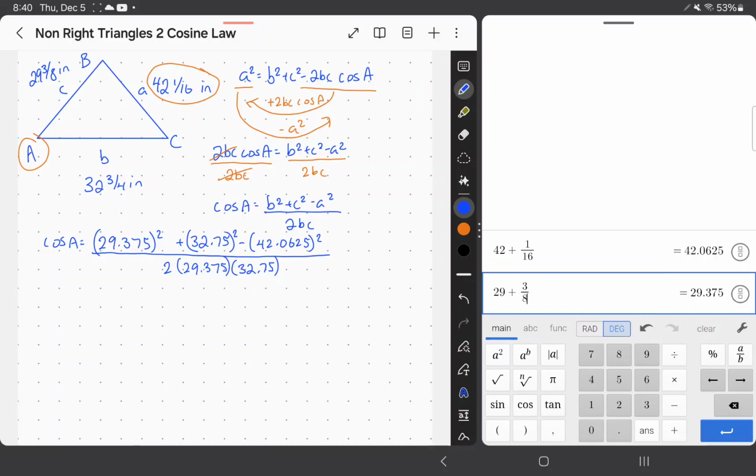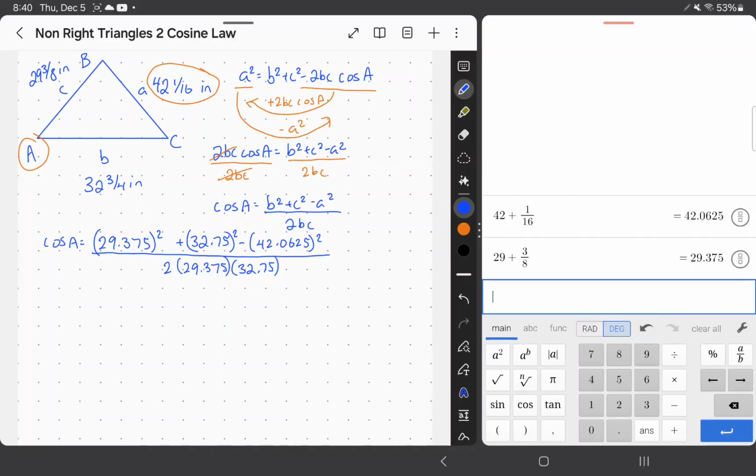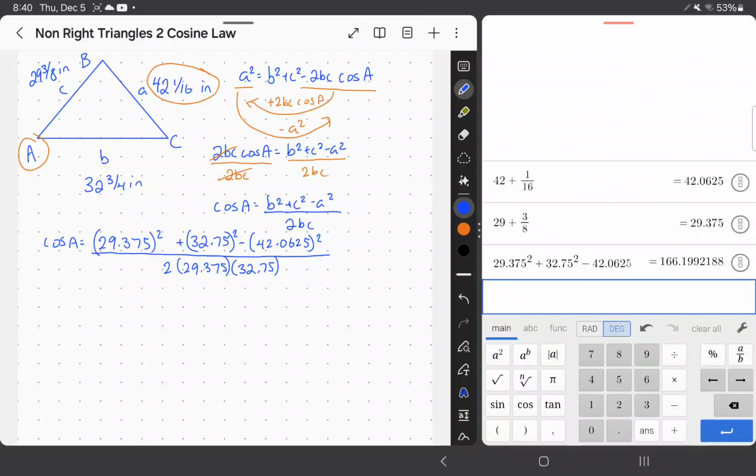It's a little bit tricky. So I'm going to solve the top first. So just computing the top, let's get a new line here in the calculator: 29.375 squared plus 32.75 squared minus 42.0625 squared. So that all works out to 166.199. So I'm just going to let Desmos keep track of that number, and I won't write it down here.